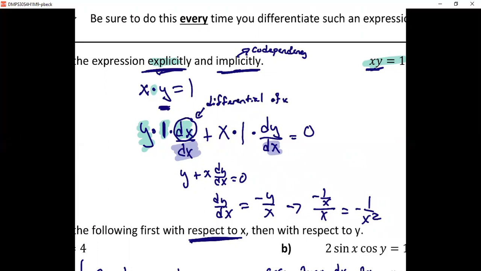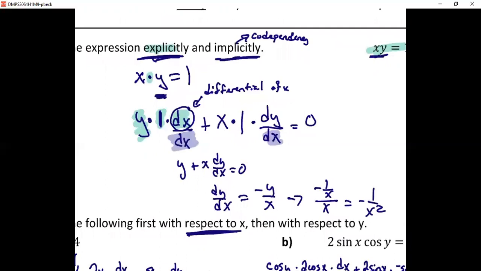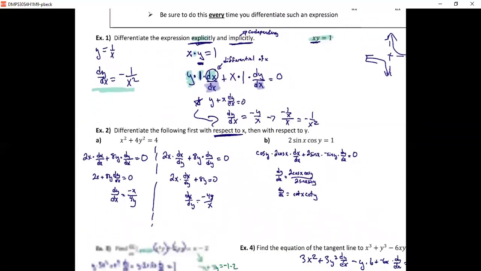So with that said, let's go ahead and simplify the result that we have. So we have y plus x dy/dx equals 0, which leads us to say dy/dx is negative y over x. Now, how is that equivalent to what we had in the past? Well, if we rewrote y as 1 over x, we can find that overall solution of negative 1 over x squared. Something that we should be pretty happy with and most students are comfortable with.